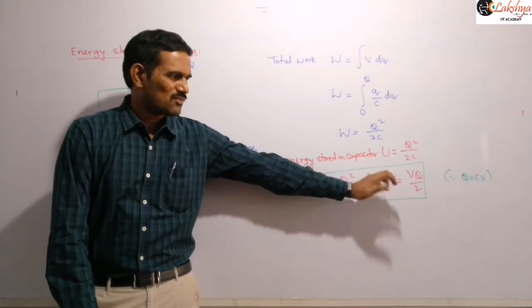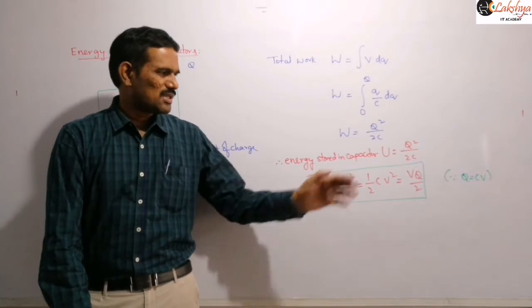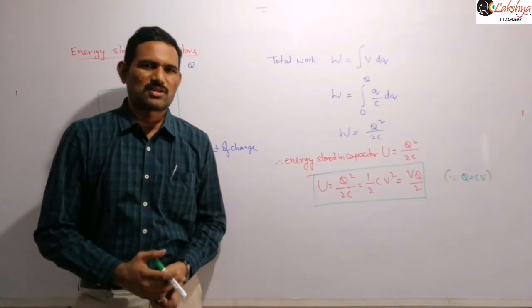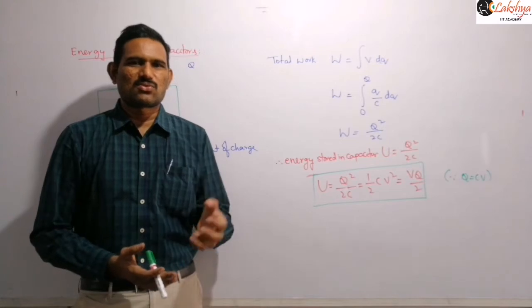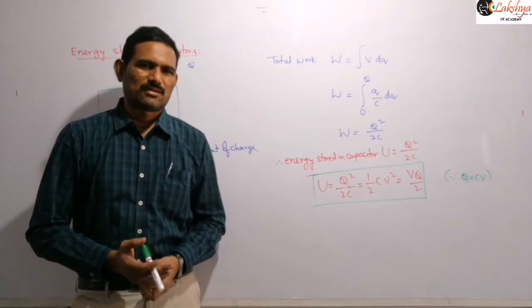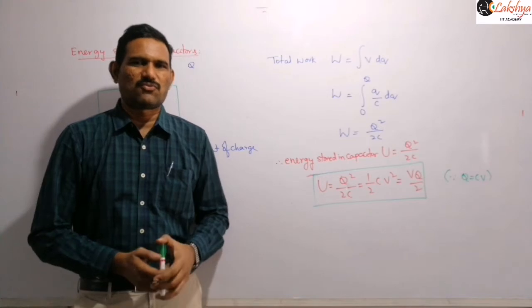So then one V square V will be cancelled, then VQ by Q you will get. So that means now this potential energy can be expressed in these different forms here. But which formula we need to use depends on the given data. Depending on the given case and the given data, you need to use that corresponding formula there.